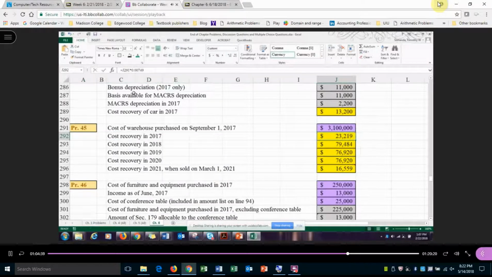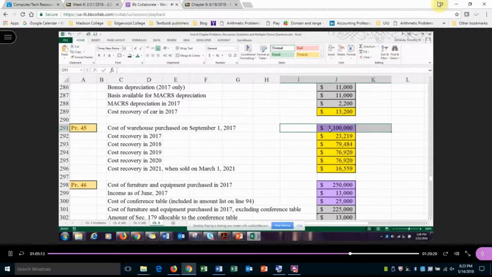So it's just a matter of going to the table I mentioned, looking up the percentage, and multiplying it by the initial cost basis of the property. And again, I'm using 3.1 million. Your text uses 3 million. I believe it's 3 million here. Let's see, number 45. Yeah, it is 3 million. So they use 3 million, I'm using 3.1 million.